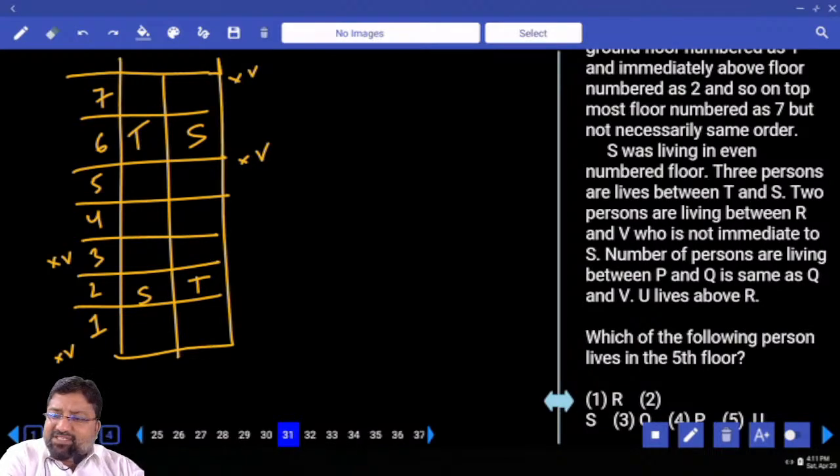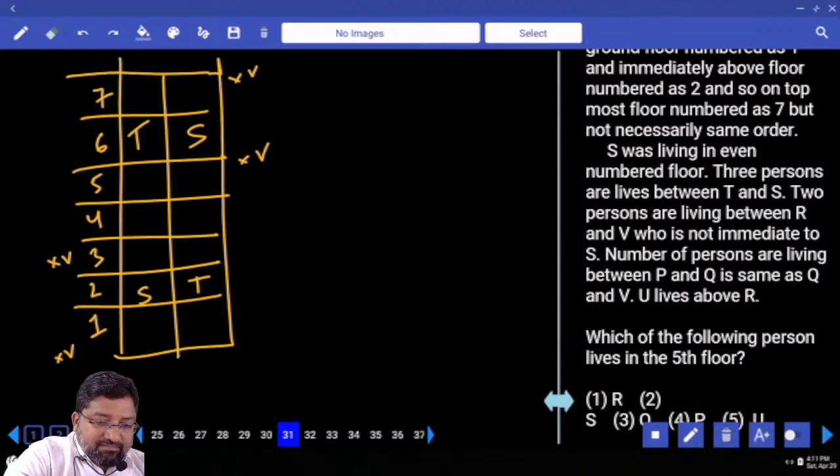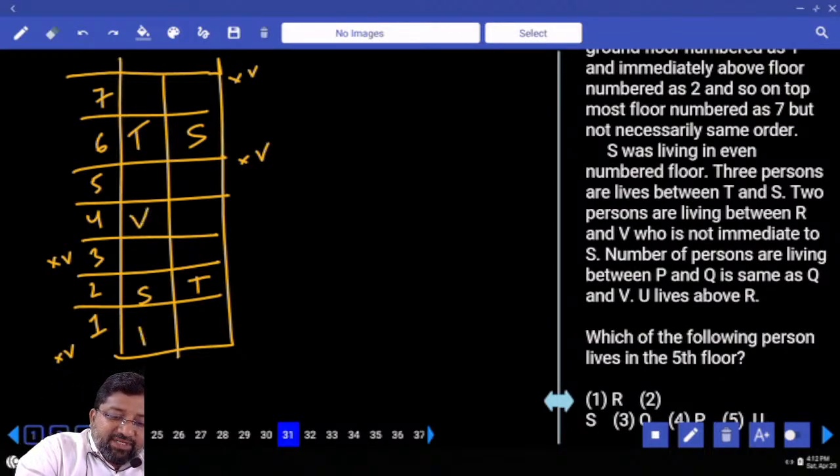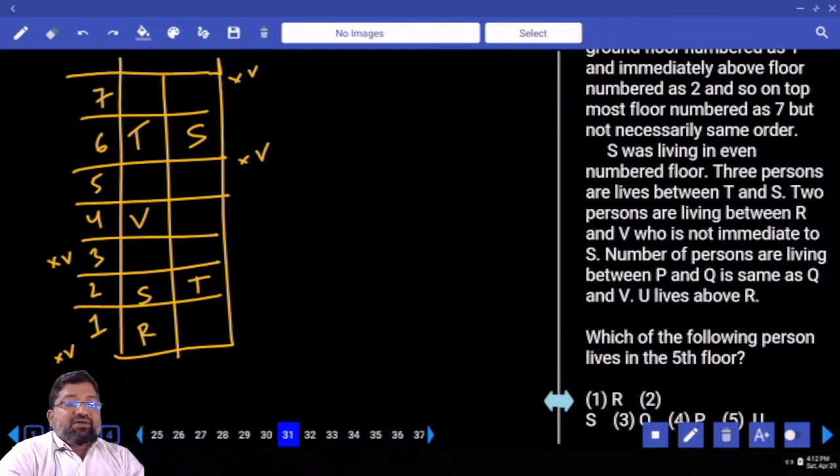After checking possibilities, read the next line. The number of persons living between P and Q is same as Q and U. U lives above R. U lives above R. As we discussed earlier, if I take V here, there is no chance of taking R here, right? Now if I take V here, can I take R here or not? Is it a possibility? Yes, it is a possibility.